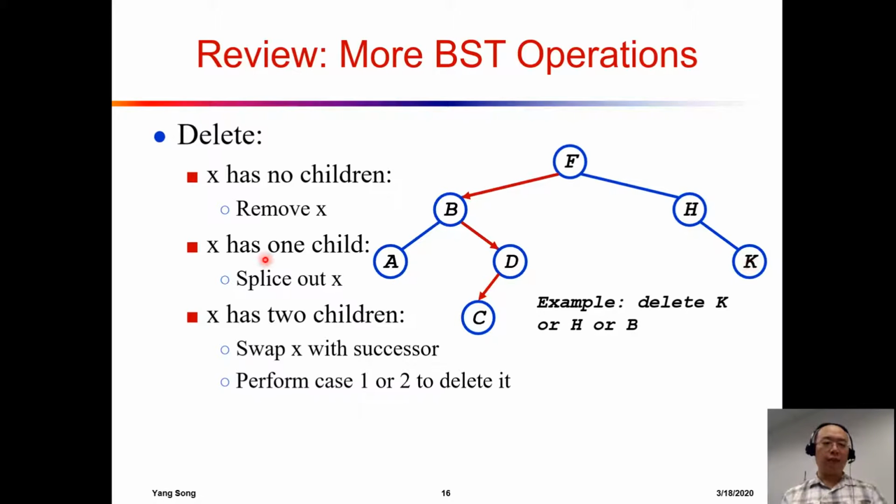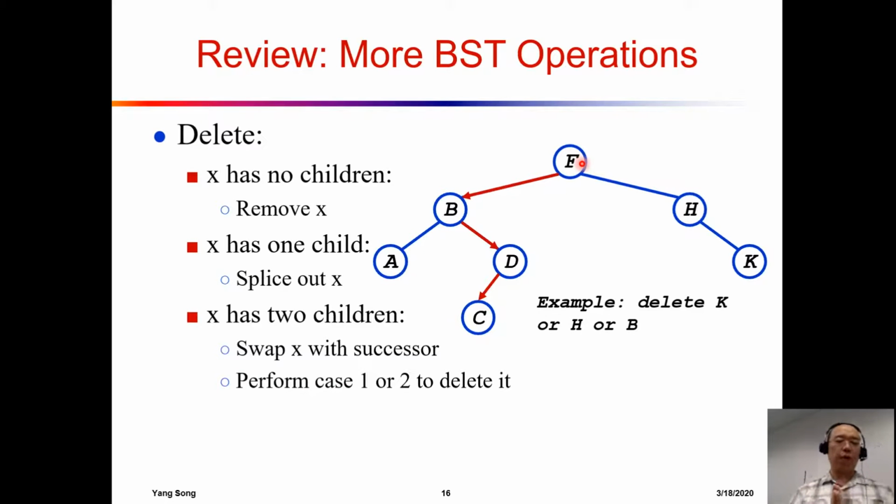The second case: if X has one child, so for example, H. If we want to delete H, we consider the direct child, which is also the only child, K. After H is thrown away, we attach K directly to F as F's right child. So we just skip H and link K directly to F. K will be F's right child, and we say we splice out the node H.